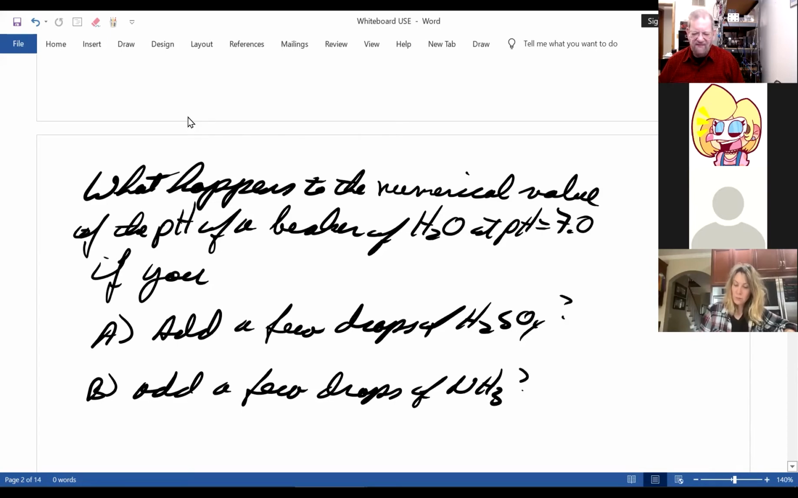And here are 2 more for you to do. What happens to the numerical value of the pH of a beaker of water at pH 7.0 if you A, add a few drops of H2SO4, B, add a few drops of NH3? Your turn.